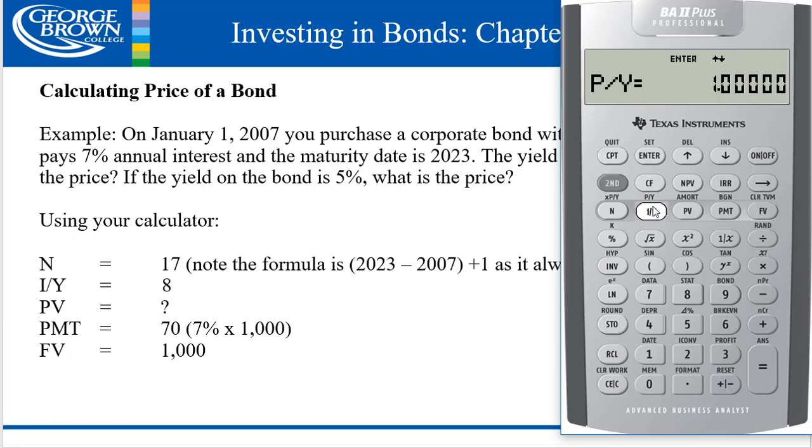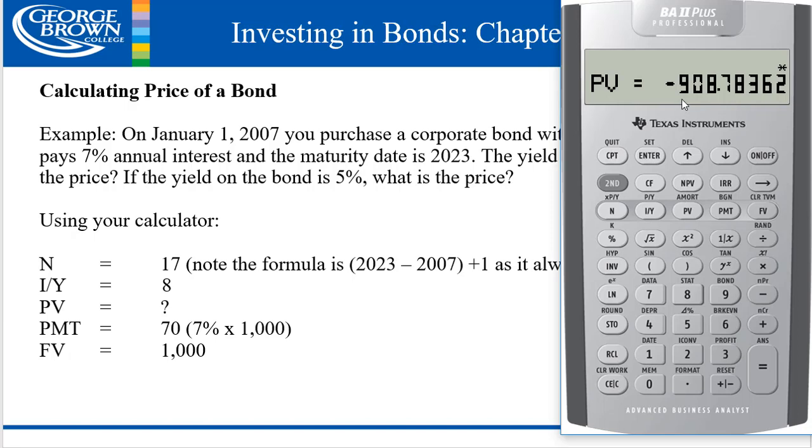Of course, we've got the calculator set for PY equals 1, which is the annual. So again, we're going to put 17 as the N. In this case, it's saying if the yield is 8%, what is the price? So 8 is the I/Y, and the price is going to be the present value. That's what we're going to compute for. And we know the coupon payment annually is $70, and the face value is $1,000, the future value. So we're going to compute the present value.